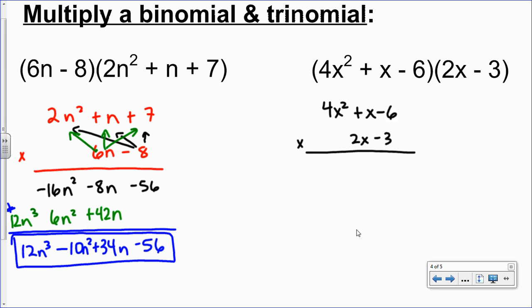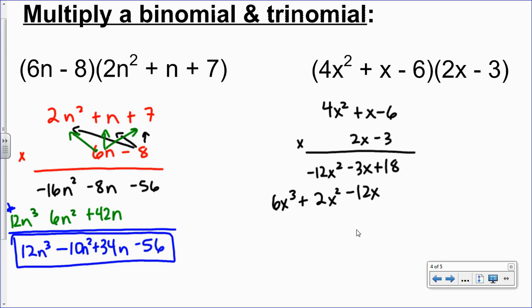So then I'm going to do negative 3 times negative 6 is 18. Negative 3 times x is negative 3x. Negative 3 times 4x squared would be negative 12x squared. Then I move on to the 2x. So 2x times negative 6, negative 12x. Remember to start a place over to the left. 2x times x is 2x squared. And 2x times 4x squared would be 8x cubed.